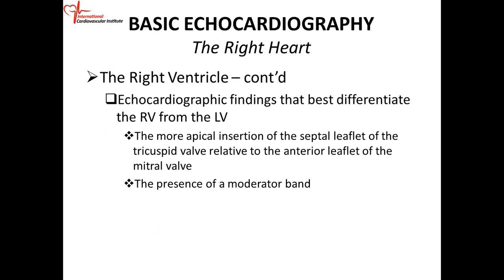And we always say that the tricuspid valve is identified by being the lowest AV valve in the ventricle. So the more apical insertion of the septal leaflet of the tricuspid valve relative to the mitral valve, all we're saying is that the tricuspid valve is lower in the ventricle than the mitral valve. And once you see that, then that side is the right side, or that is a tricuspid valve. The best thing to say is that's a tricuspid valve.